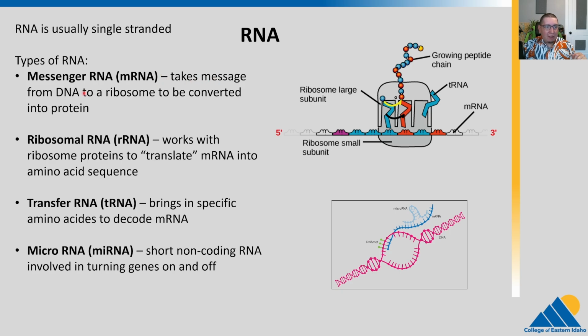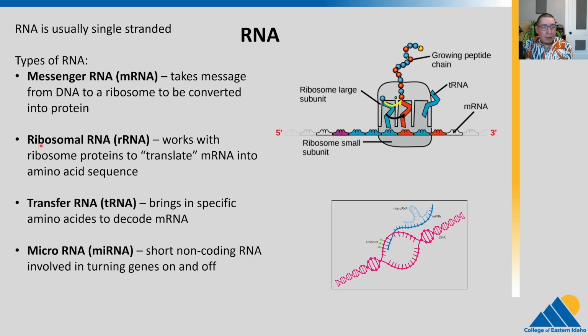mRNA takes the message from the DNA to a ribosome, and there it is converted into a protein through a process called translation. We will learn all about that. A ribosome takes the mRNA and translates it into a chain of amino acids, which we call a protein. All right, so that's one type of RNA, but there are others.